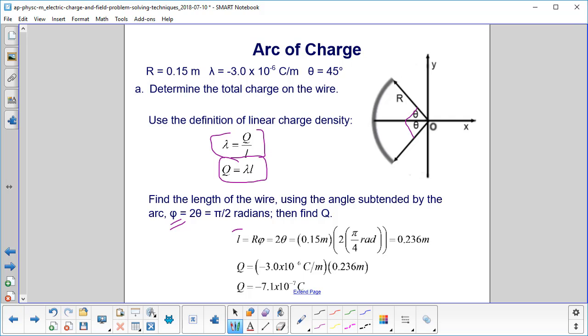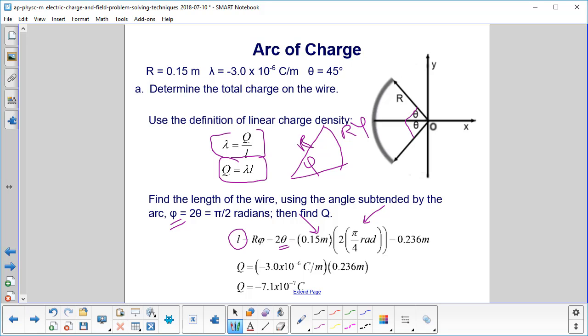So we know that the length is equal to r phi, right? That's whenever you have a segment like this. If this is phi, this is r, this is r. This length here is just going to be r phi, right? That's the definition of a radian. So that's equal to 2 theta, and here's r, 0.15 meter, 2 times theta. Theta is pi over 4 radians, so we get 0.236 meters.